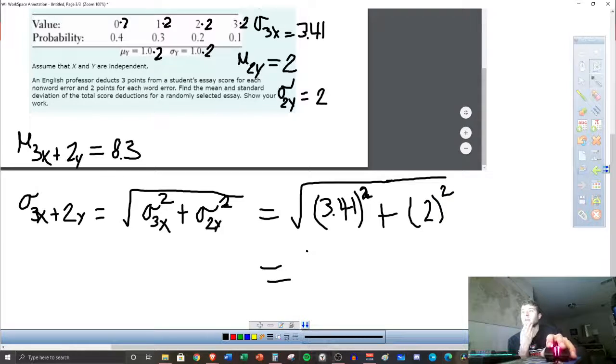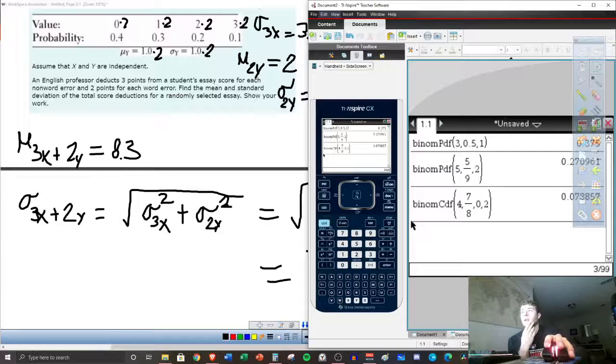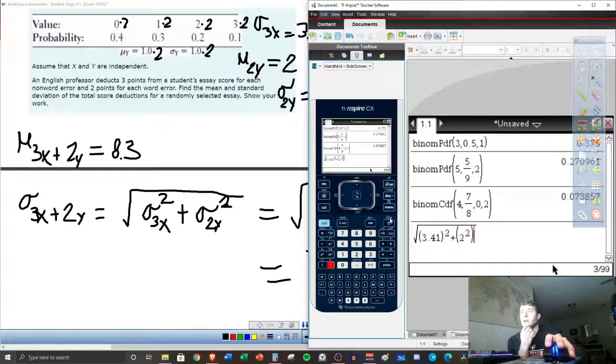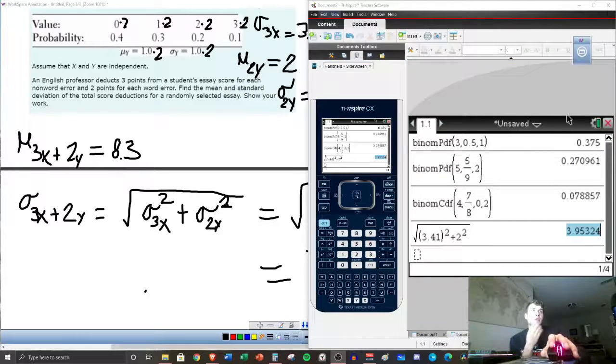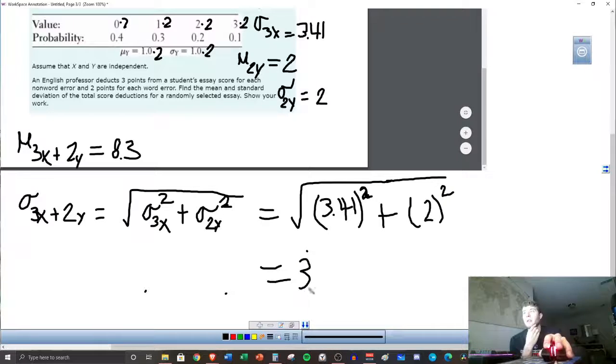All right. So what does that give us? Well, let's grab the calculator. Square root. We want 3.41, square that, plus 2 squared. Okay. And then we get this as our standard deviation. So 3.95 is what we're going to put, which is the correct new standard deviation on this one. So hopefully that explanation clears that up.